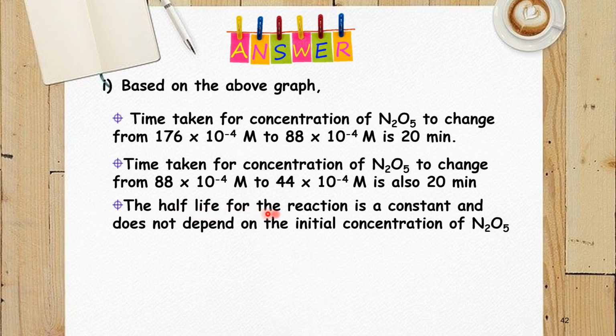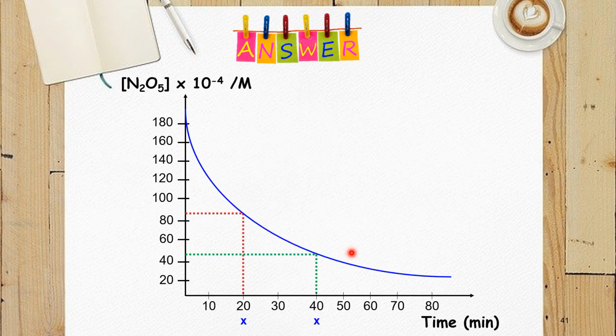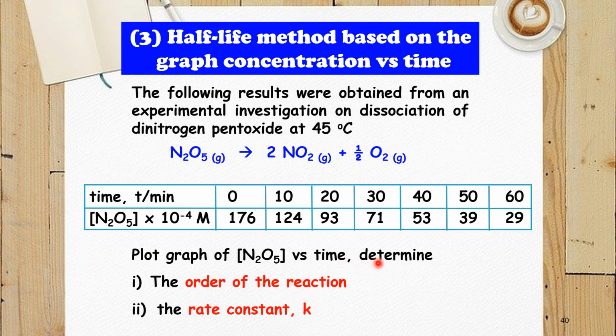Right, so what conclusion here? The half-life for the reaction is a constant. Okay, same, 20, 20. And it does not depend on the initial concentration of N2O5. So we can conclude that the above reaction is a first order reaction. Okay, and then refer back to the question, to determine the order. So this is a first order reaction. And then second, determine the rate constant.